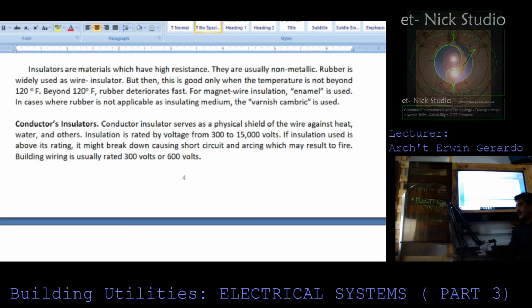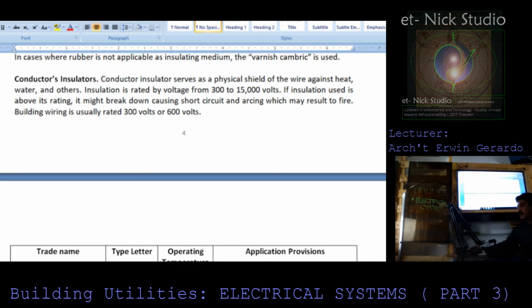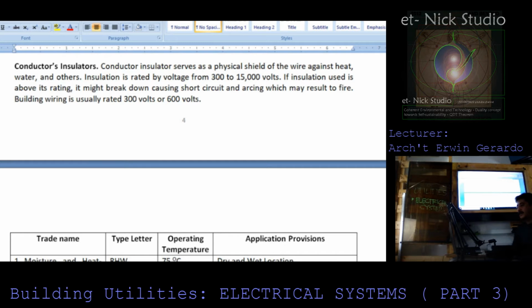But then, this is good only when the temperature is not beyond 120 degrees Fahrenheit. Beyond 120 degrees Fahrenheit, rubber deteriorates fast. For magnet wire insulation, enamel is used. In cases where rubber is not applicable as insulating medium, the varnish cambric is a substitute for it. Conductor insulators serve as a physical shield of the wire against heat, water, and others.